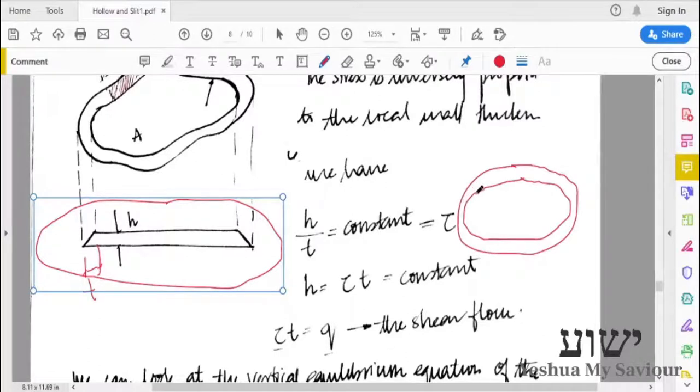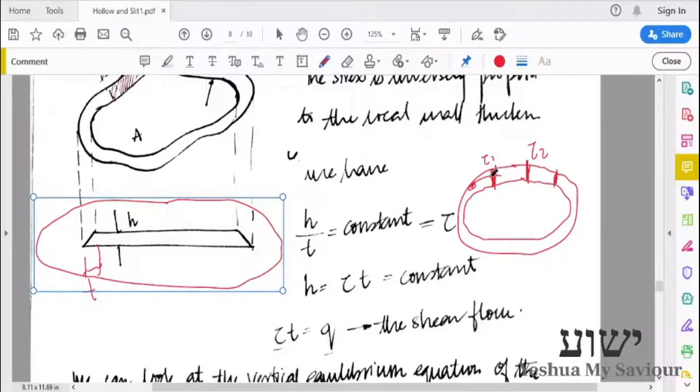Here we look at shear flow. Suppose that the shear stress developed in the membrane is constant about its thickness. So about its thickness, the shear stress is constant, but it can vary about the cross section. So here we'll have tau 1, here we'll have tau 2. But in this strip, the stress is constant. In this strip, the stress is tau 2. And in another strip, the stress will be tau 3.